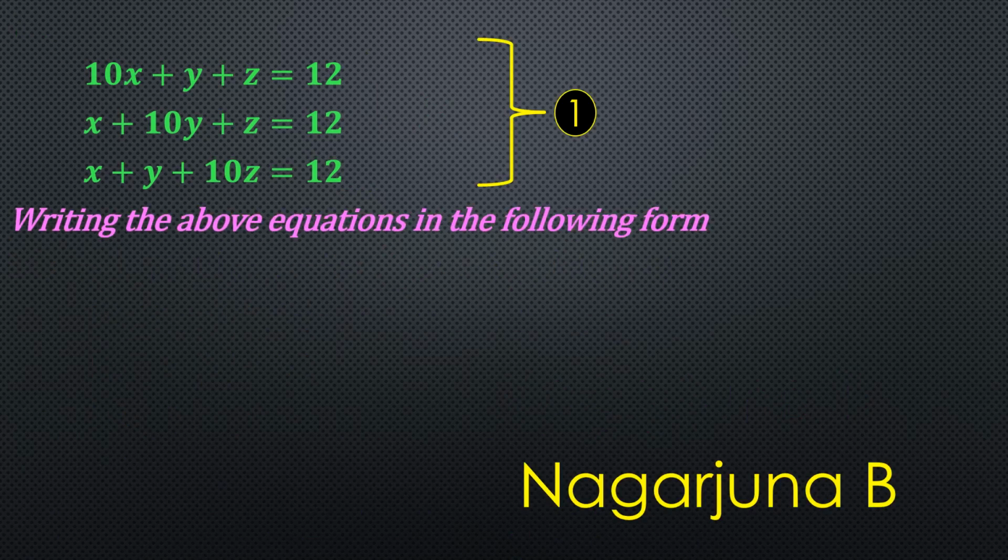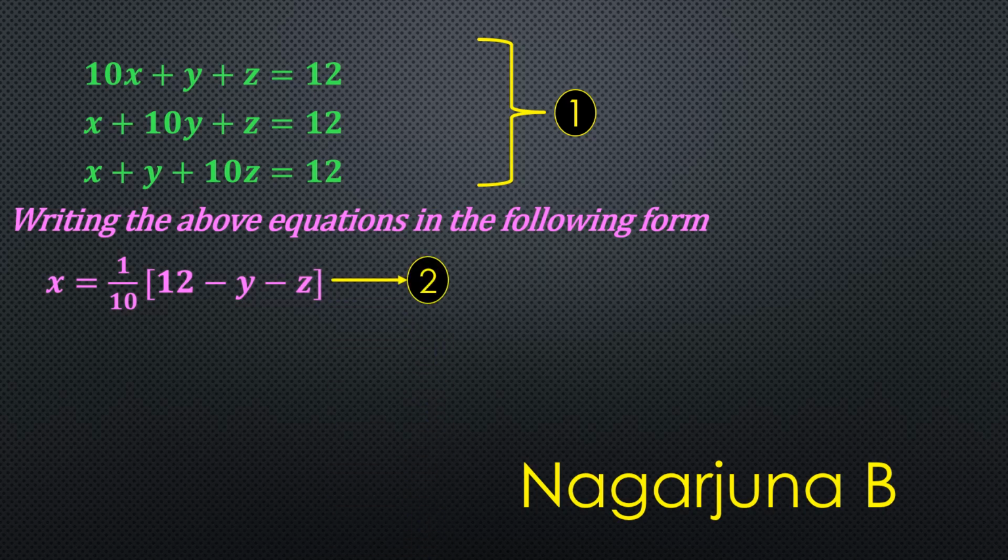Writing the above equations in the following form. The first equation is 10x plus y plus z is equal to 12. By using this one, we need to find the value of x. Therefore, we can write 10x is equal to 12, and taking the other terms to the right hand side, it will be minus y minus z. Since we want the value of x, we can write x is equal to 1 divided by 10 into 12 minus y minus z, and call this equation number 2.